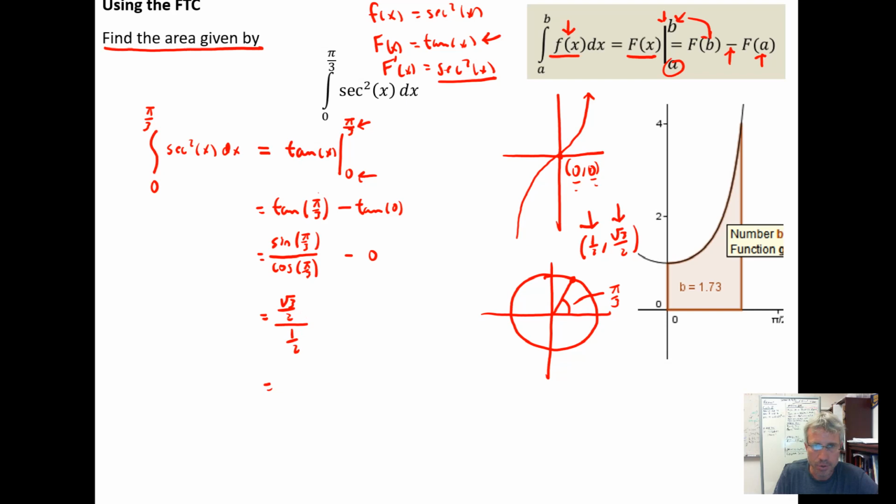And then the 2's are both in the denominator position, so 2 divided by 2 is 1. And the square root of 3 divided by 1 is just the square root of 3. So the area under the curve is the square root of 3.